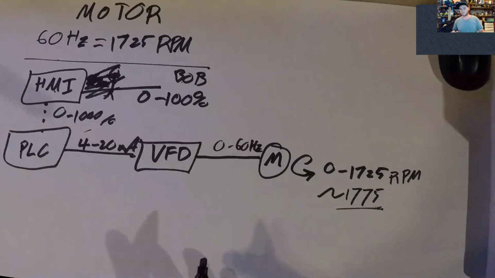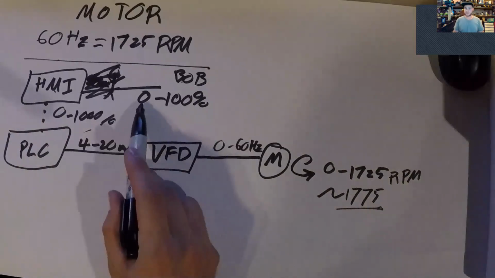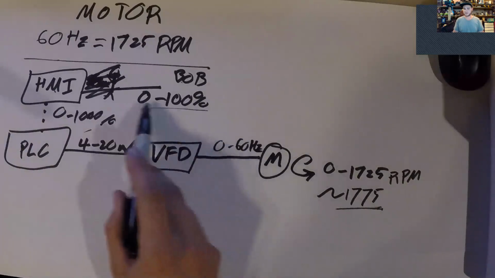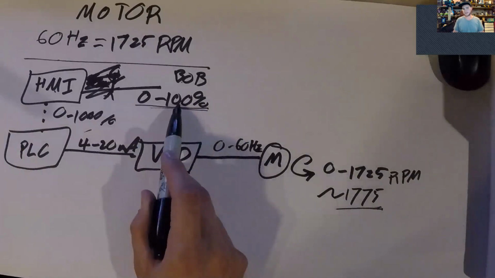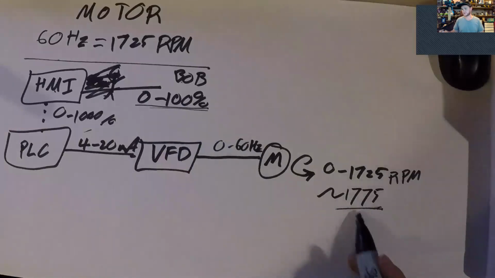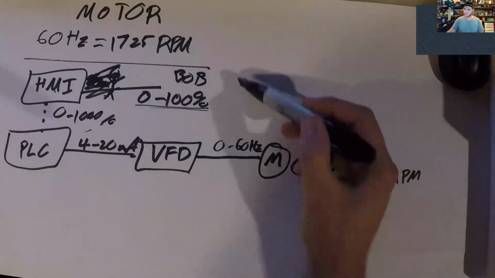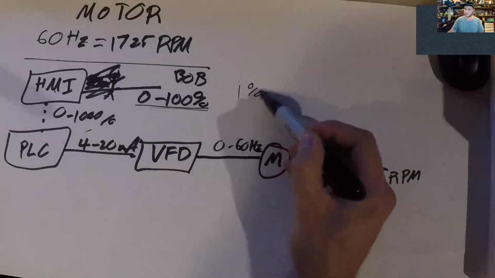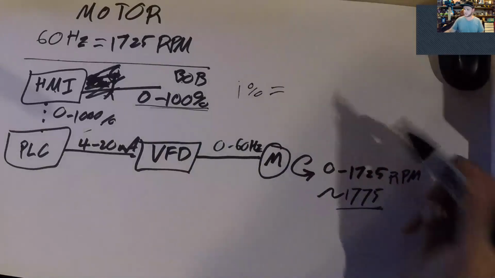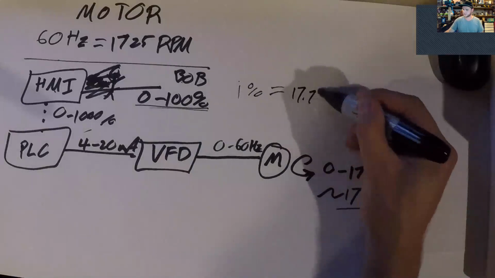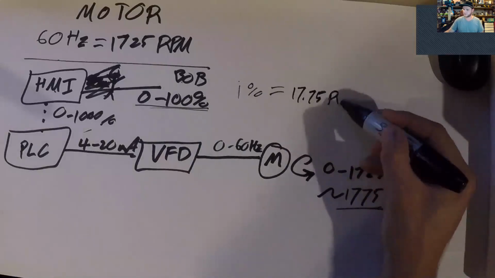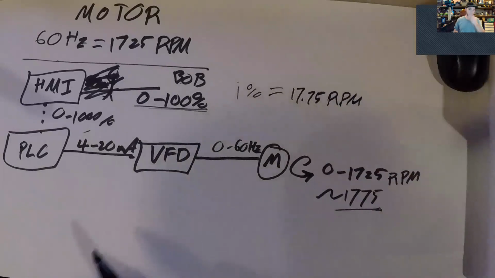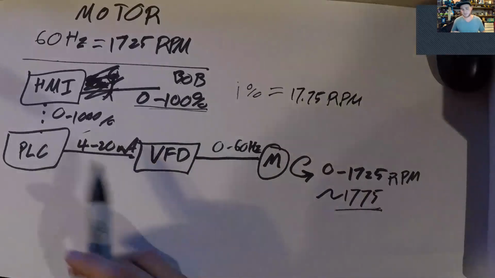So we're inputting 0 to 100%, right? And you can directly translate that to RPM. So basically 1% on the input is equal to 17.75 RPM, right? Which is basic math.